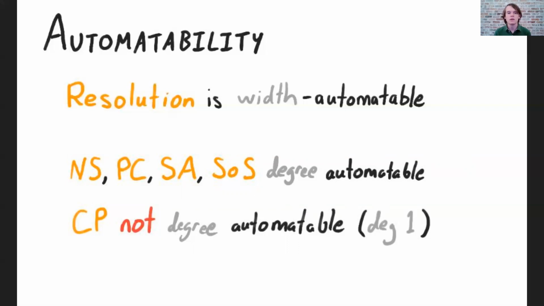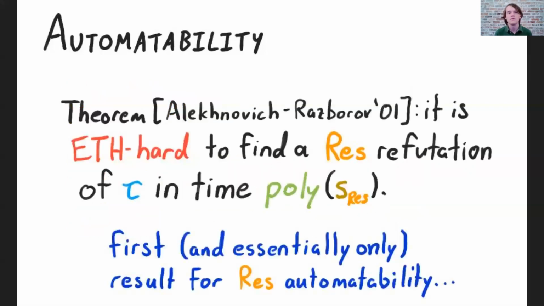And in general, talking about n and the width, it'd be nice if we got upper or lower bounds just in terms of this parameter s that I told you is kind of the right notion for automatability. And in 2001, Alekhnovich and Razborov showed that actually resolution isn't automatable, assuming the exponential time hypothesis. So this was the first result of its kind for resolution. It was a pretty major result, and it stood as the benchmark for a very long time.